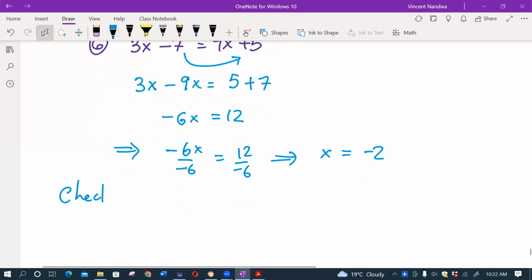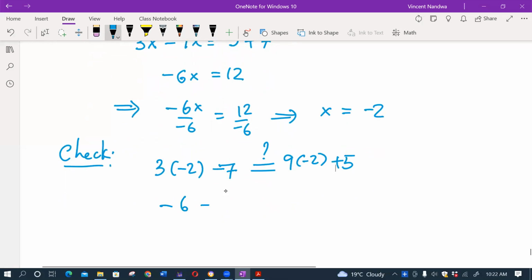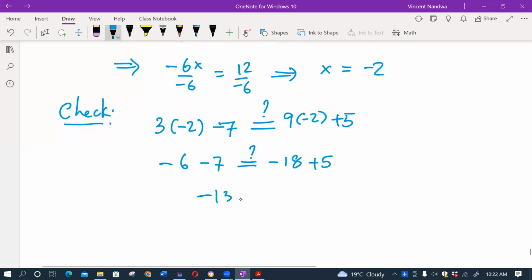So we can confirm this. To check means when we replace x with minus 2, the two sides should give us the same number. So the left-hand side was 3 times x, so minus 2, and then minus 7. We check whether this will give us 9 times minus 2 plus 5. 3 times minus 2 is minus 6, minus 7, is minus 13. Minus 18 plus 5 is minus 13. So clearly, the two sides are the same when we substitute x with minus 2. Hence, x equals minus 2 is the solution to that given equation.